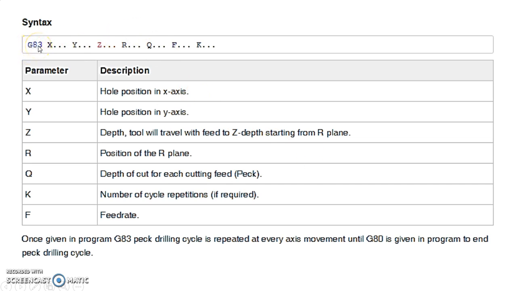After the G83, which initiates the peck drill process, we need to define X value, Y value, Z value, R, Q, F and K. R is set for the first reference, the topmost position, and Q is the depth of cut in each feed. I said the drill will be done stage by stage. Per stage there would be a depth of cut, that would be defined through the number which follows the Q. And K is the number of cycles to be repeated, and finally the feed rate.